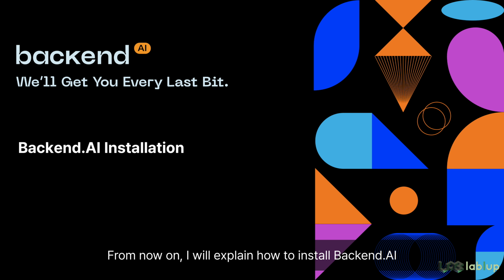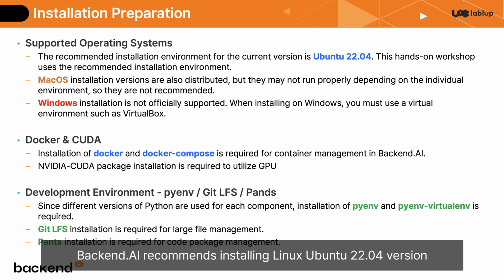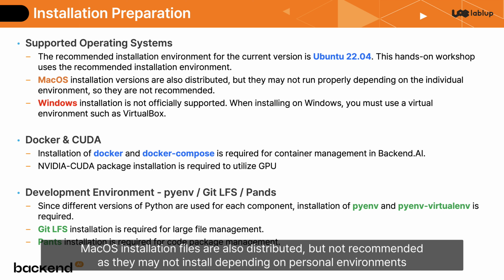From now on, I will explain how to install Backend.AI. Backend.AI recommends installing Linux Ubuntu 22.04 version. macOS installation files are also distributed but not recommended, as they may not install depending on personal environments.